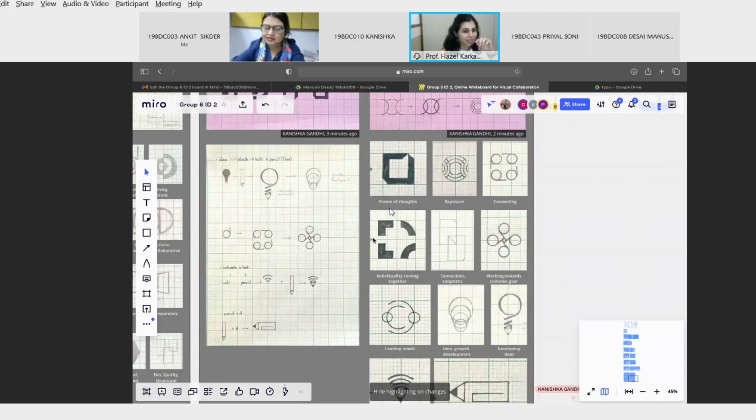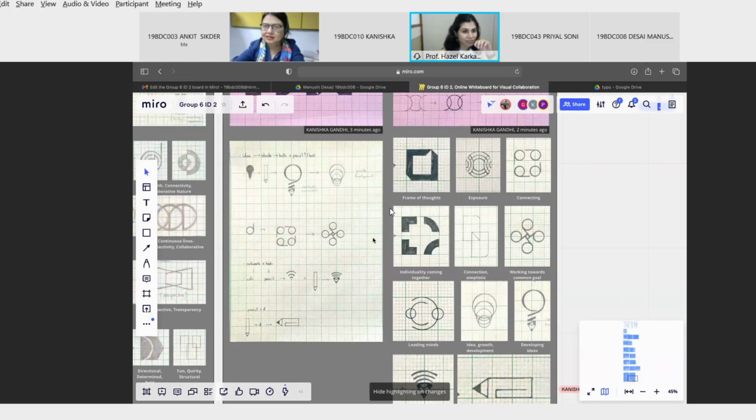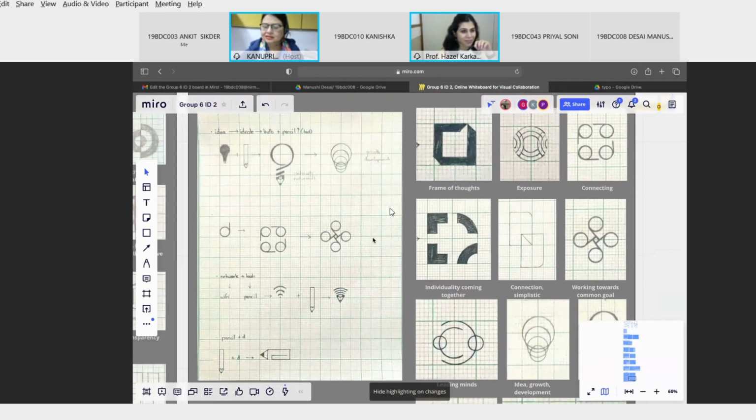I think it's interesting how we imbibe certain logos in our visual vocabulary and we don't even know that we're reproducing them. I'm sure it's not intentional, but I think these things are just very strongly embedded in our visual vocabulary.